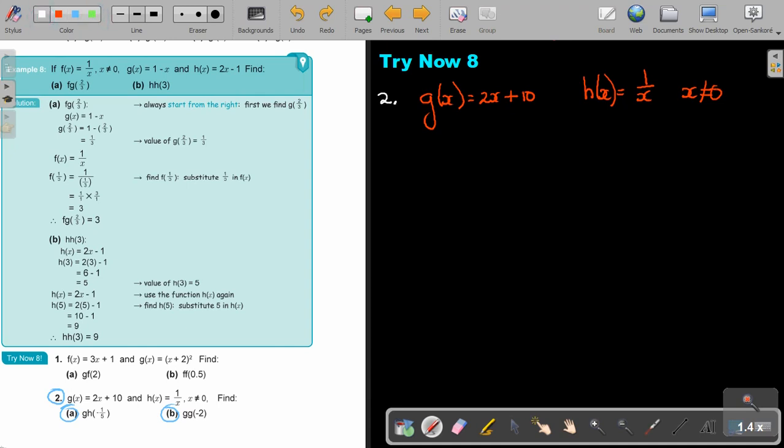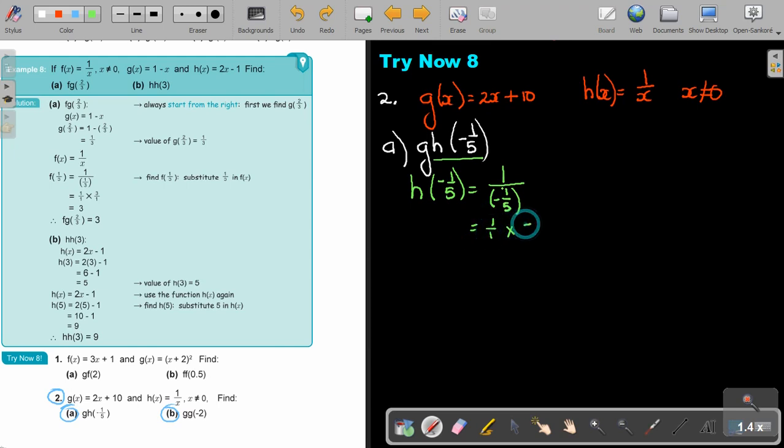Okay, so if I start with number A, it's g(h(-1/5)). Start from the right, start from the back, whatever you want to call it. Now I'm going to use this color. So it's h(-1/5). Make sure you go to h, there's h. So it's 1 over, and I'm not going to use a calculator. You can do it without a calculator. Because it's actually just 1 over 1/5, don't forget the reciprocal. So it's going to give you -5.